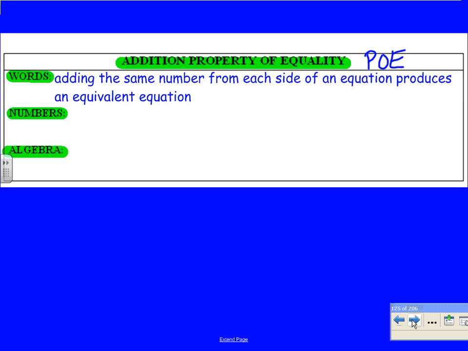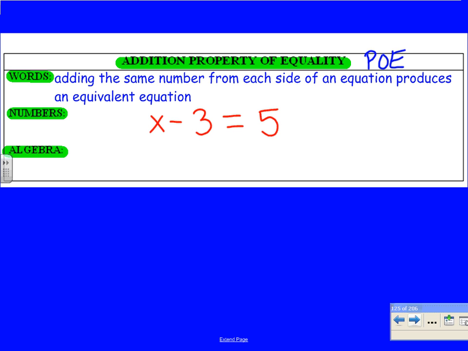So addition PO, just like subtraction. So flip over. Addition PO says adding the same number from each side of an equation produces an equivalent equation. Adding the same number from each side of an equation produces an equivalent equation.